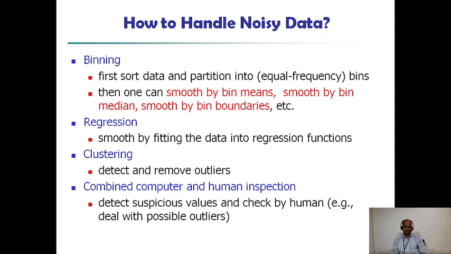So we will handle noisy data in different ways like binning, regression, clustering, combined computer and human introspection. So in binning, what we will do is we will sort the data and partition into equal parts. The part is called a bin here. Then we can smooth by bin means, or smooth by bin median, or smooth by bin boundaries. That we will see in the next slide.